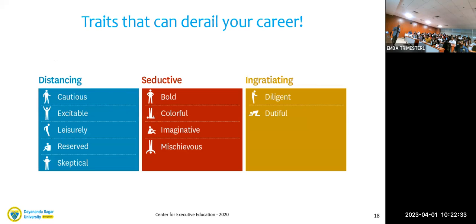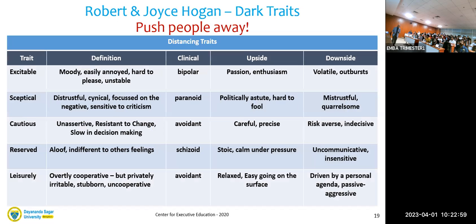Or some of the seductive traits that are, you're bold, you're colorful. These are people who are very attractive, particularly to ladies. If as a man you are bold, colorful, imaginative, and mischievous, you're very, very attractive, but there can be very negative traits as well. And then you can be integrating, that is, you can be diligent and you can be dutiful. But why are these problematic? So, for example, if you're very excitable, what does it mean? You're moody, easily annoyed, hard to please, and unstable.